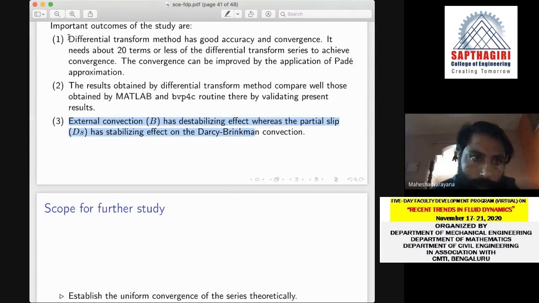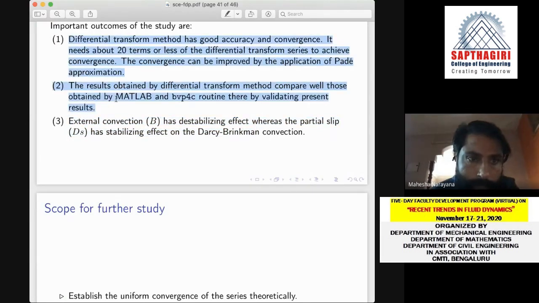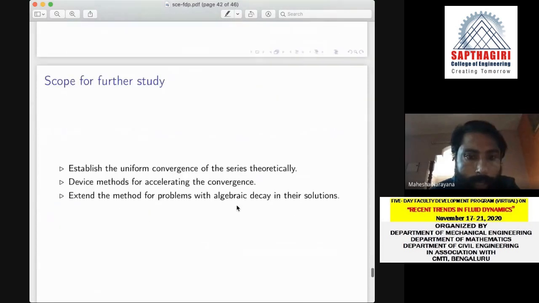But what is important from the mathematics point of view are the first 2 conclusions. And as I mentioned, one can study the uniform convergence theoretically, and you can devise methods which help increase your convergence.